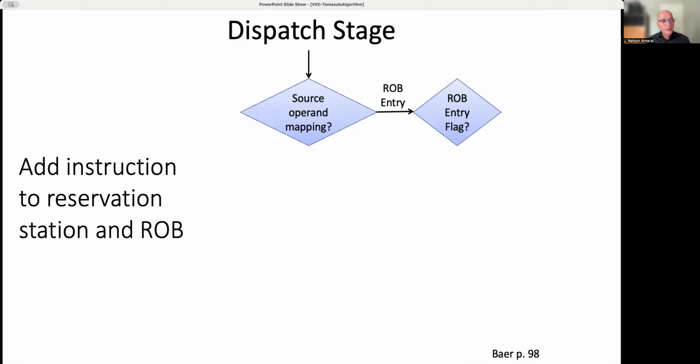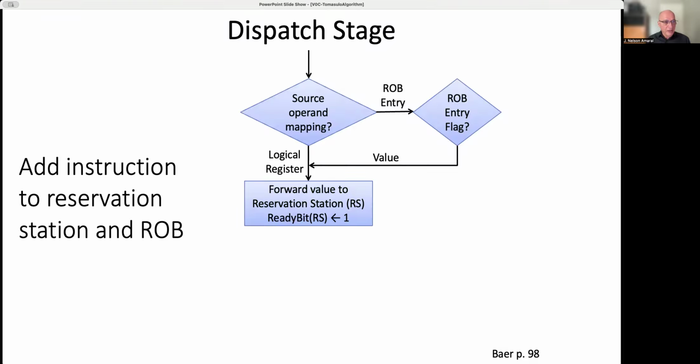So if the source of the operand is the reorder buffer, then we need to ask what is the entry flag of the reorder buffer. If the entry flag of the reorder buffer indicates there is a value, so the value has already been computed, or if the source of the operand is a logical register that contains the value already, then I can simply forward these values to the reservation stations. And in that case, I'm going to set the ready bit of that value to be 1, indicating that I have the value.